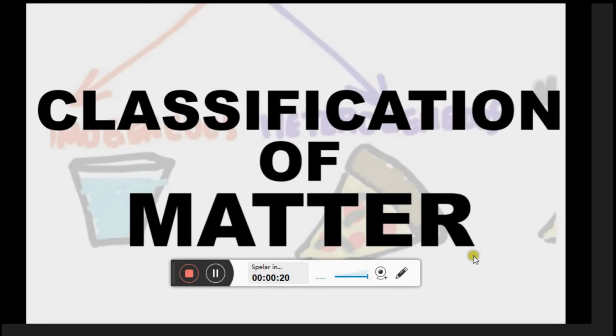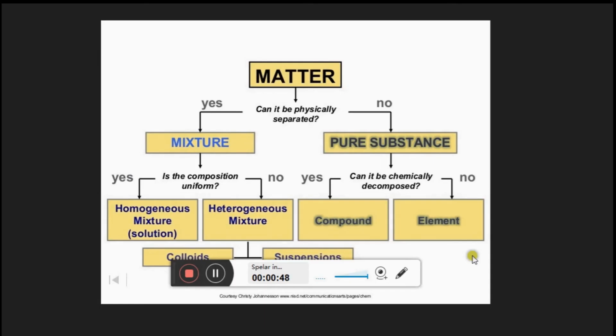If you look around you, you will find that matter exists in different states due to differences in their physical state and molecular arrangement. But if we consider classification on the basis of chemical composition or constitution, all matter can be broadly categorized into two categories: one is the mixture and another is the pure substance.